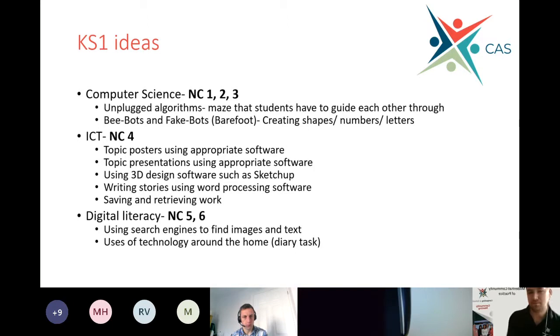So it's fantastic. I used a lot of the Barefoot resources when I taught in Key Stage 1. 3 to 8 was my specialism. So yeah, it was fantastic.